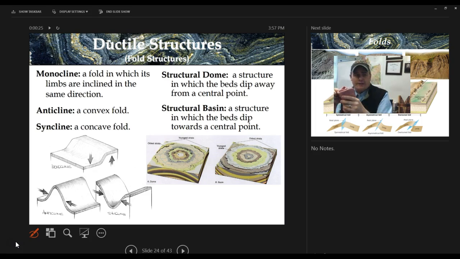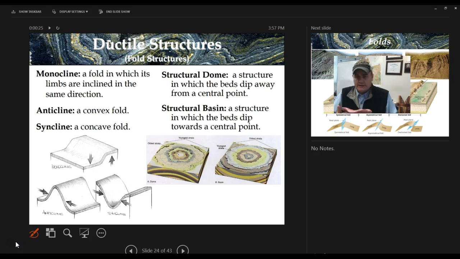Now, a monocline is where a fold of one of the limbs dips in the same direction as the other one. So it goes kind of something like this. So it doesn't bend all the way around, right? Okay, it only bends a little bit, and we call that a monocline. Okay, it's inclined, and this limb is going in the same direction as the other limb. Okay, not opposite directions, the same direction. So that's a monocline.